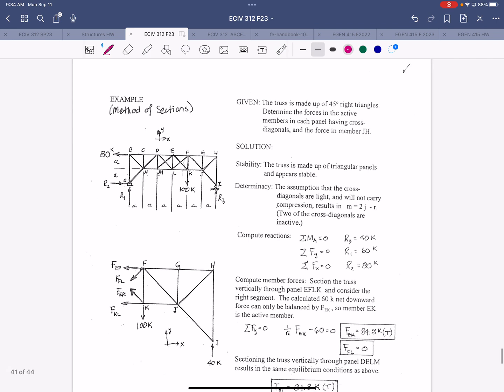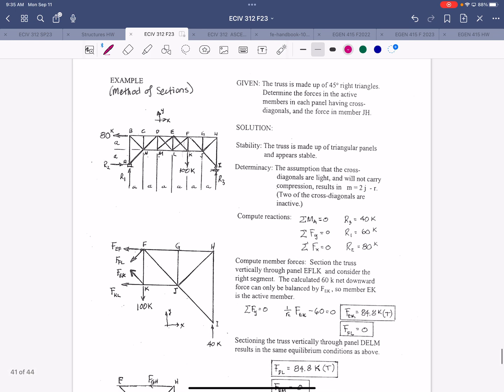All right. So method of sections, again, is a method where you get to be a little bit creative, a little bit strategic. Identifying 0 force members either before, during, or after can be very beneficial. Or I guess before or during, right? Not necessarily after. We're going to look at this example. Here we have a truss that is simply supported at A and I, and we have these two panels in the center that have cross-bracing diagonals.